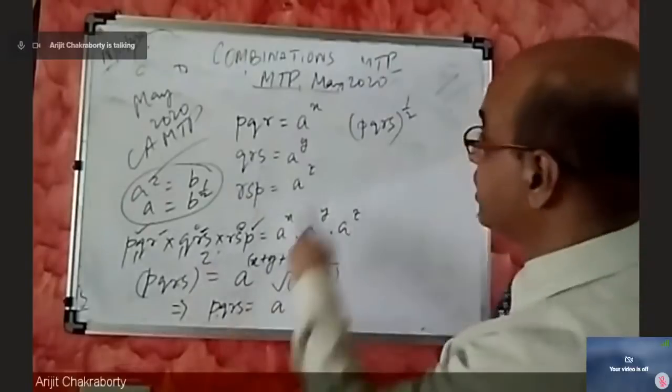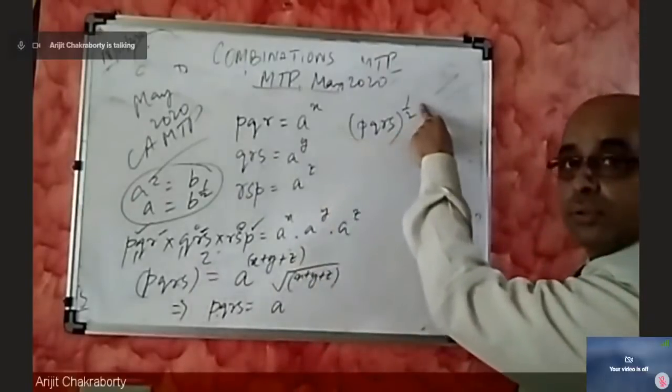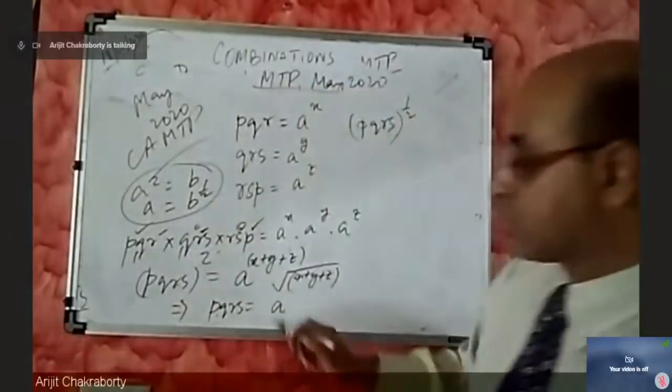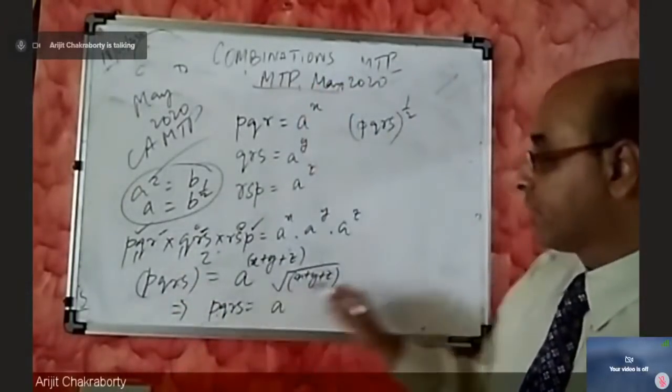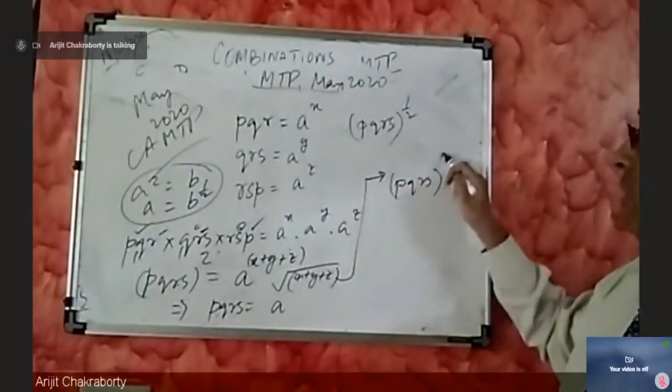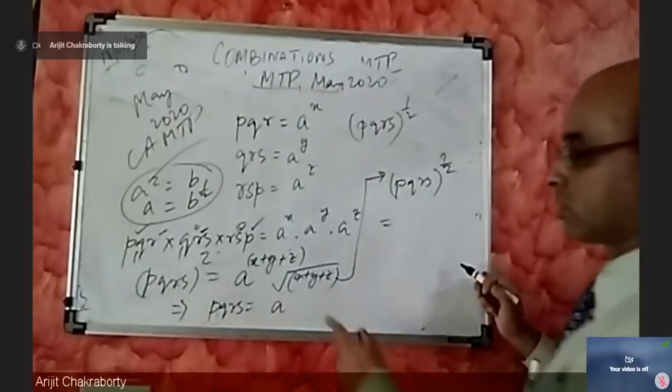But we have to find PQRS to the power half. So one more square root. Okay, so PQRS is this. So therefore I am writing here. PQRS to the power half will be equal to what?